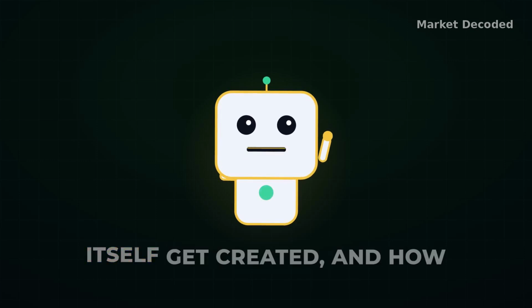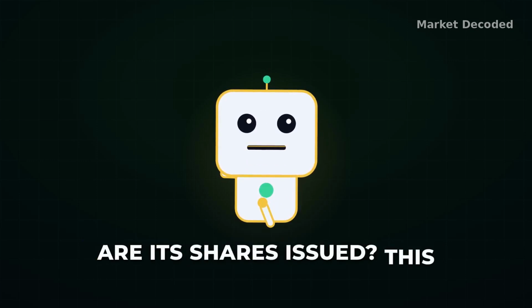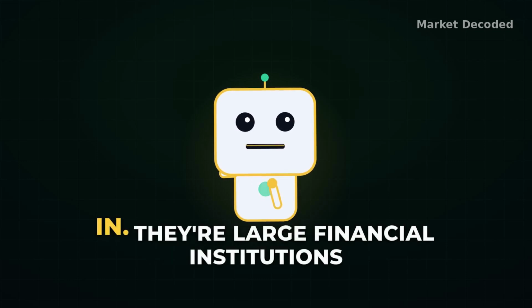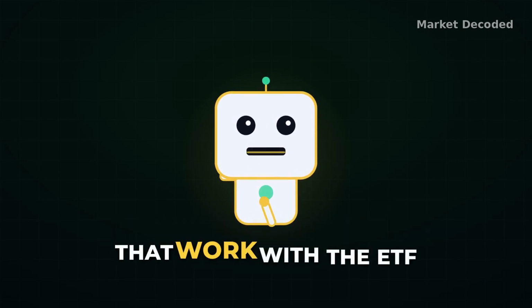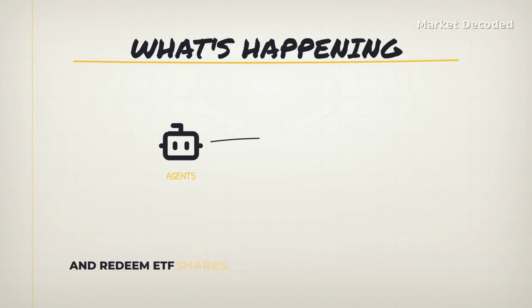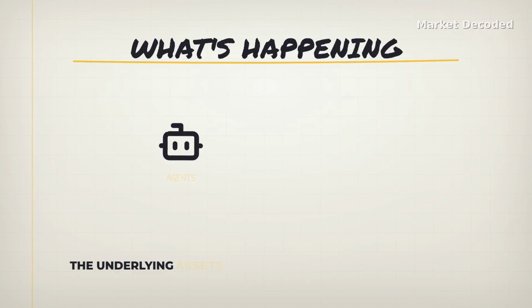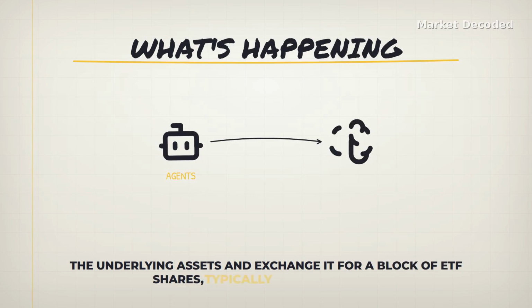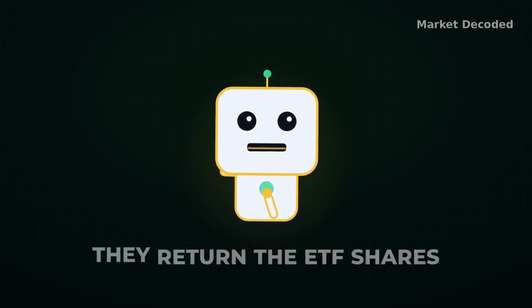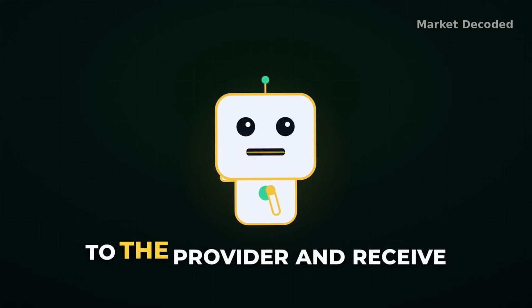But how does the fund itself get created, and how are its shares issued? This is where authorized participants come in. They're large financial institutions that work with the ETF provider to create and redeem ETF shares. Here's the part most people don't know. When an authorized participant wants to create new ETF shares, they assemble a basket of the underlying assets and exchange it for a block of ETF shares, typically in a large quantity, like 50,000 shares. And on the flip side, when they want to redeem shares, they return the ETF shares to the provider and receive the underlying assets back.